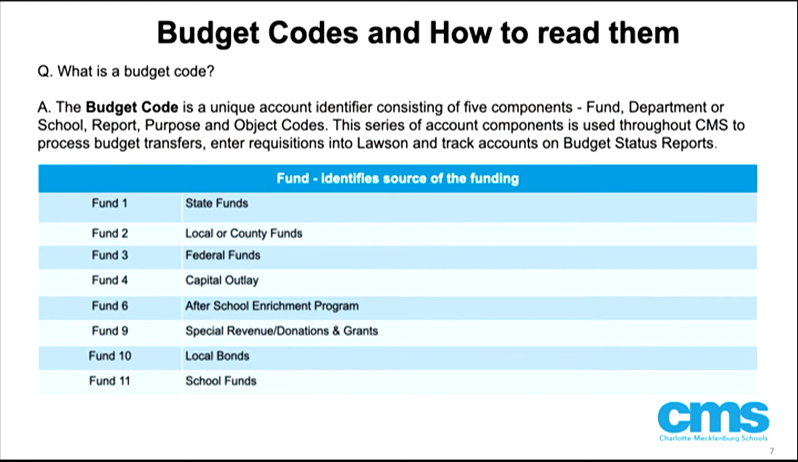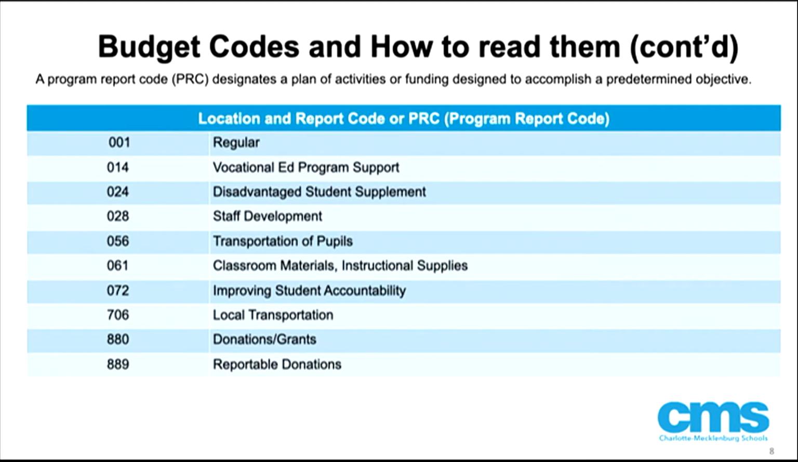Here, you'll learn how to read budget codes. You say, well, what is a budget code? A budget code is just a unique account identifier consisting of 5 components, and they're listed out. Fund 1, you'll see state funds. Fund 2, local or county. Fund 3, federal funds. And as you go down the list, you'll see those laid out.